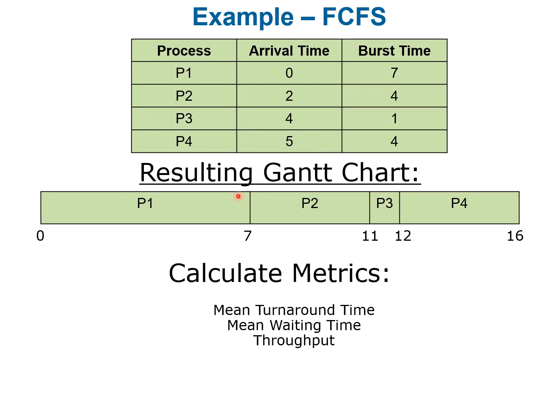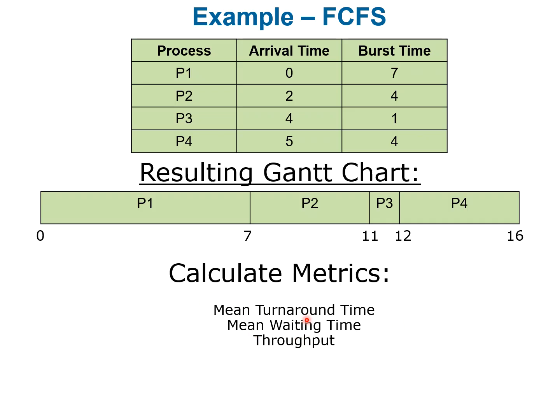So the resulting Gantt chart, or scheduling timeline: we see that P1 started at 0 and it ran for 7 time units. So at time 7, we transitioned from P1 to P2. P2 ran from 7 to 11. At time 11, we slotted in P3, which ran for 1 time unit and finished at 12. From 12 to 16, we ran P4. So this is our timeline, and we want to calculate some of our metrics.